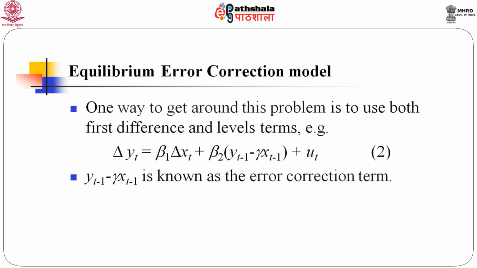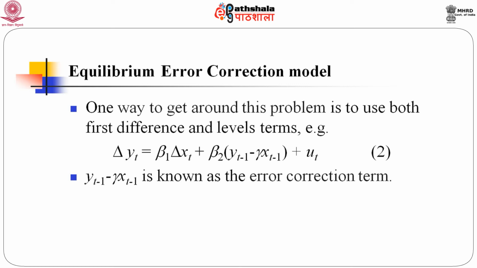So, there will be some forces that will be corrected automatically and will bring the system back to an equilibrium, because in the beginning you claim that you have an equilibrium relationship or a long run co-integrating relationship. So, yt minus 1 minus gamma xt minus 1 in the literature is known as the error correction term. Provided that yt and xt are co-integrated with co-integrating coefficient gamma, then yt minus gamma xt minus 1 will be I0, even though the constituent original yt and xt are I1.